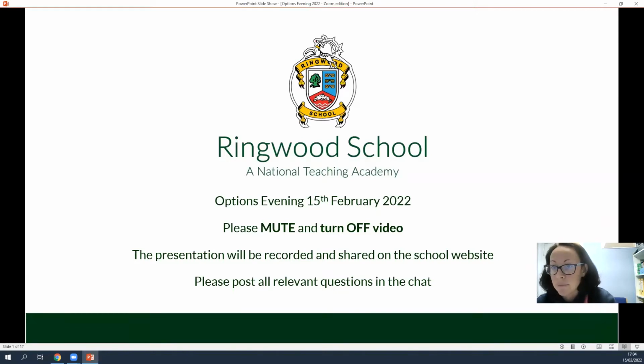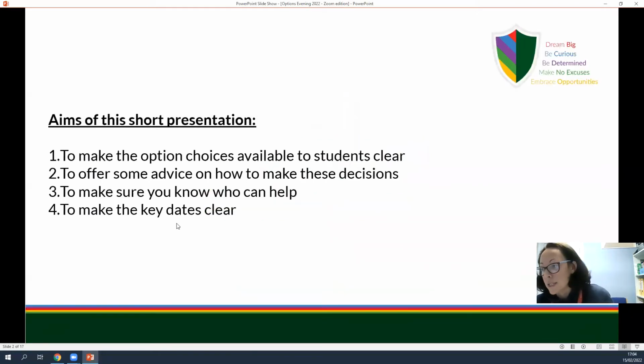Okay, let's get going. So what are we doing here? The aim of this session, rather than just speaking to students directly, is to make sure that for students this option choice and the choices available are very clear, but it also gives them the first chance, along with you, to help them with some advice on how to make these decisions. And it's also to make sure it's really clear in terms of the dates that we are setting and when these options are all due by.